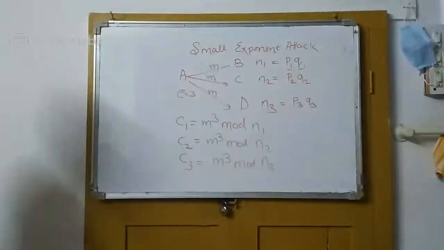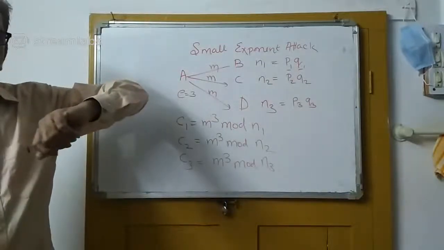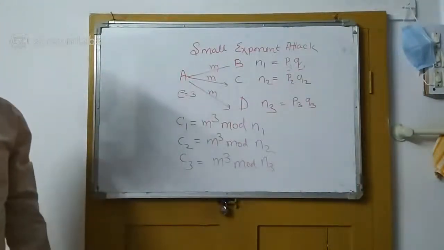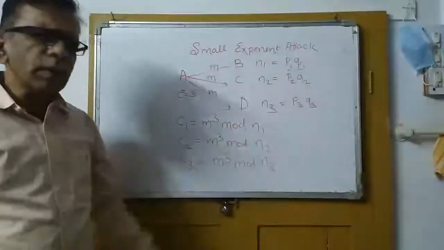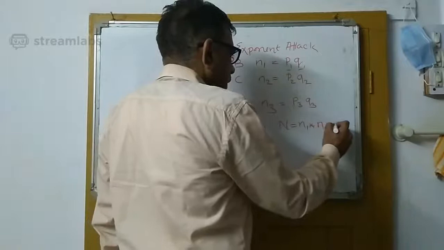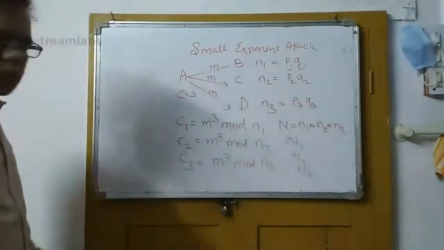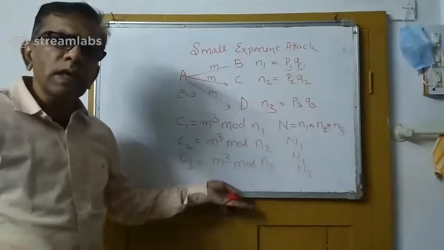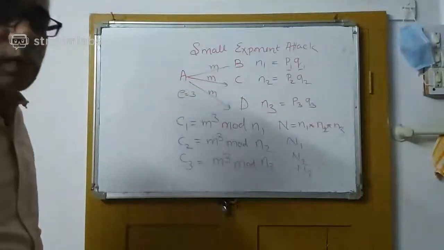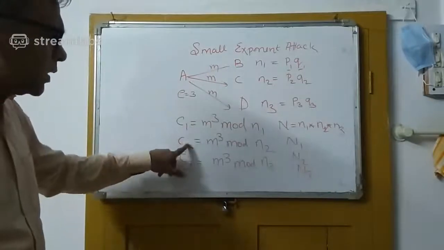Now try to compare these three equations. If these three moduli are relatively prime, just recall the Chinese remainder theorem. The equations look more or less the same as the Chinese remainder theorem. The ciphertexts C1, C2, C3 can be handled with the help of the Chinese remainder theorem, where n is calculated using n1, n2 and n3. Based on that, it is possible to solve these three simultaneous equations and thereby find the value of the message, provided the hacker has access to C1, C2, C3.